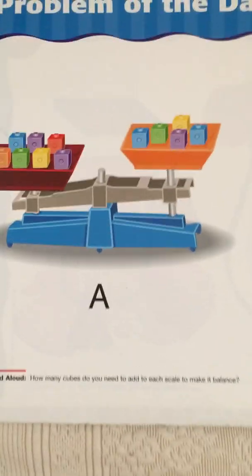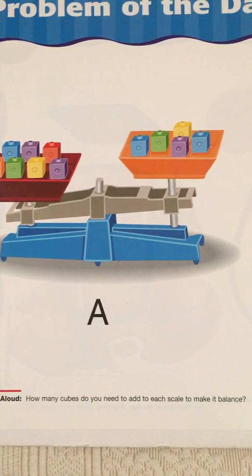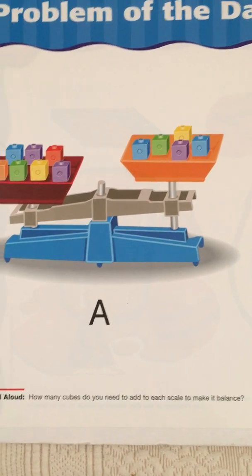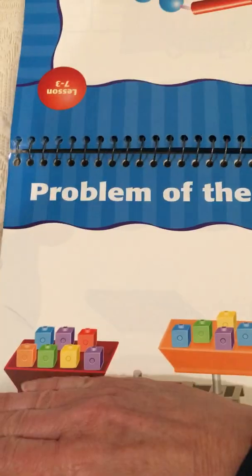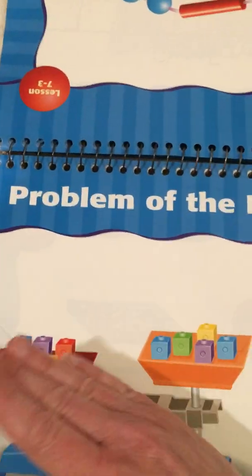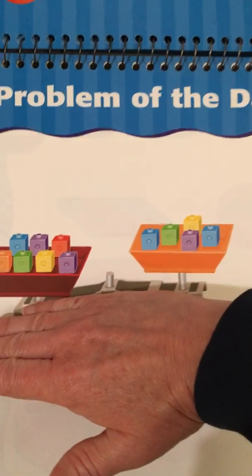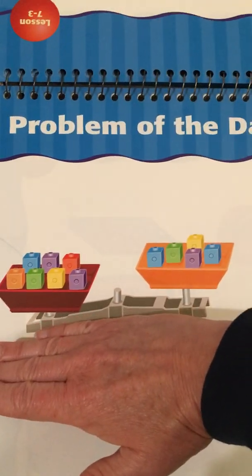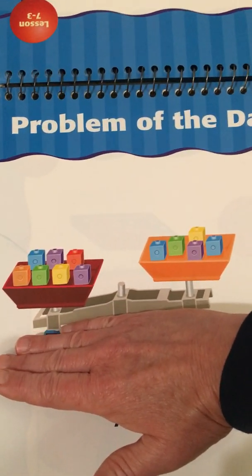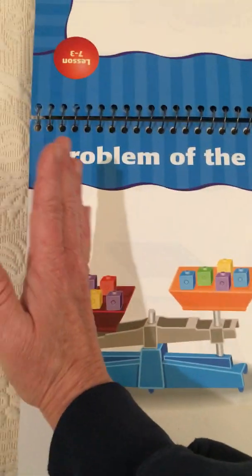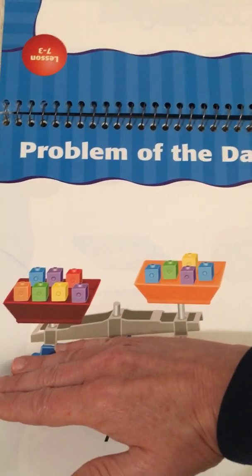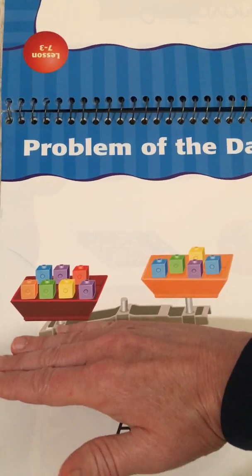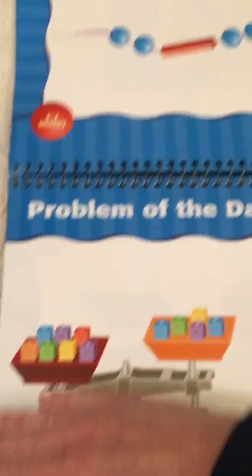The question is, how many cubes do you need to add to each scale to make it balance? All right, so imagine you want it to be balanced. You don't want it to be tilted one way or the other. So how many linking cubes do I need to add to this scale to make it balance? Tell me, which side will I be adding to, the left or the right? And how many cubes need to be added to make it balance out?